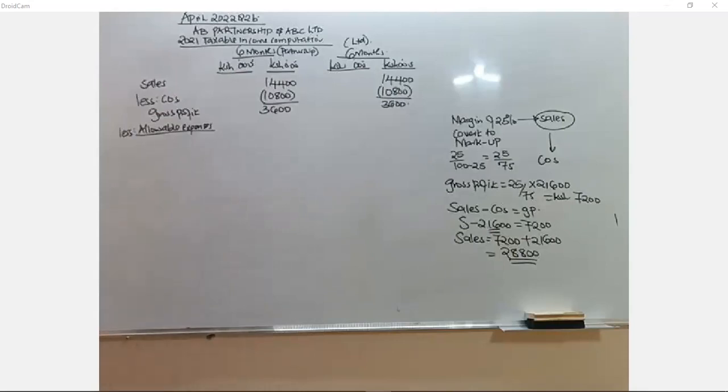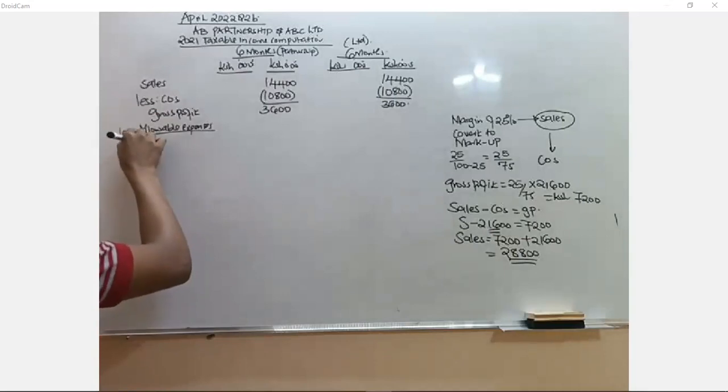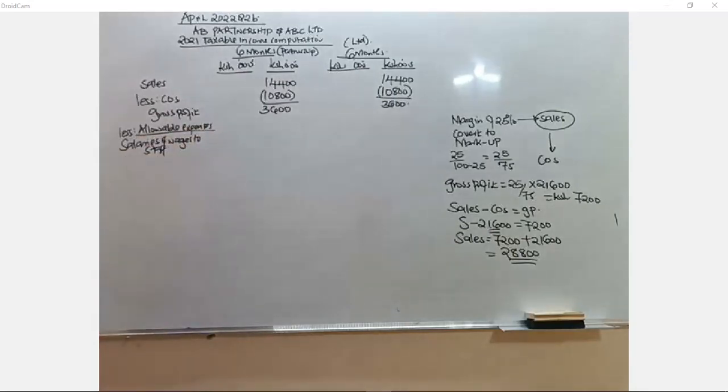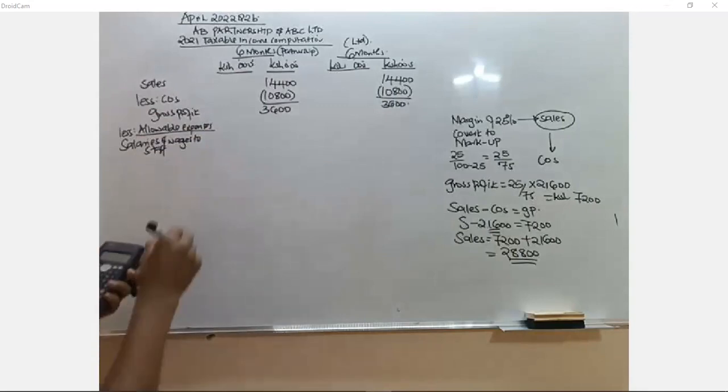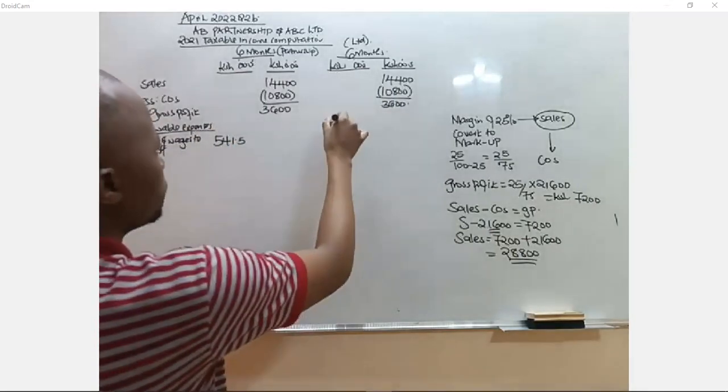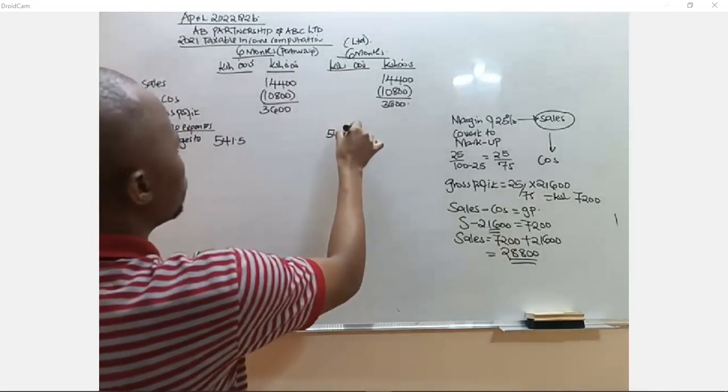We have been told that the costs incurred during the year were as follows. First, salaries and wages to staff. The examiner gave the whole year to be 1083. Once I divide by 2, here will be 541.5, and also here will be 541.5.